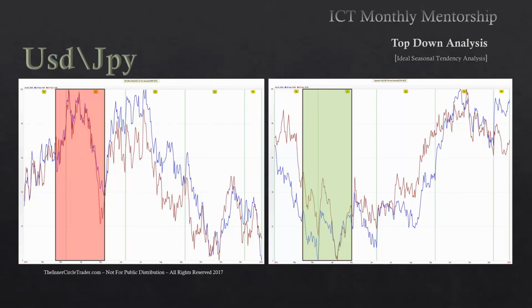If we're looking at seasonal tendencies, the way you could trade this is if you are in a downtrend for the dollar index, this would be a really good one to sell dollar versus Japanese yen. Or if you are in a bullish uptrend for the Japanese yen, this is a good time to sell short this currency pair because you'd be buying strength of the Japanese yen while selling dollars.